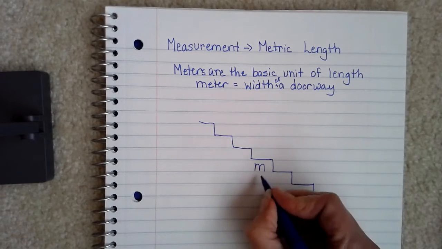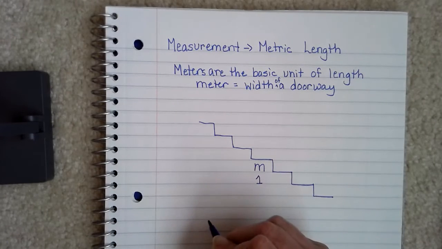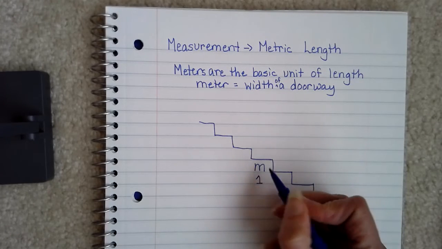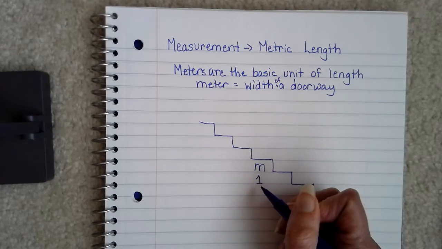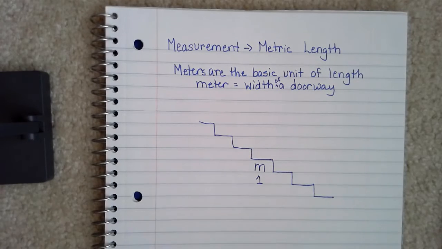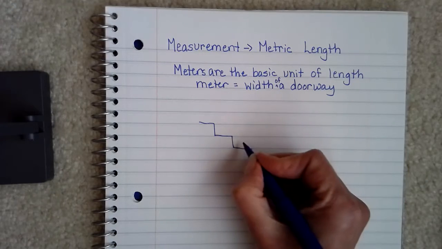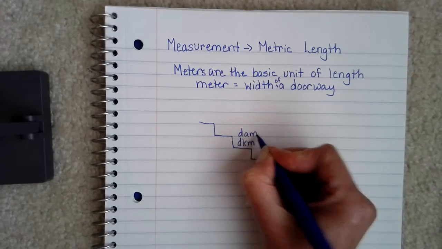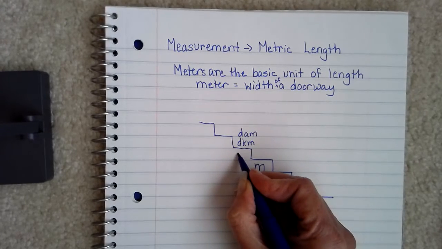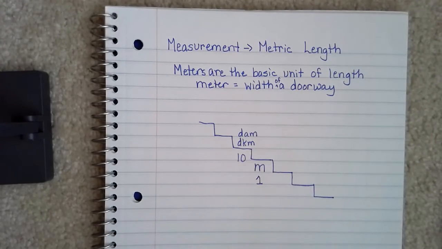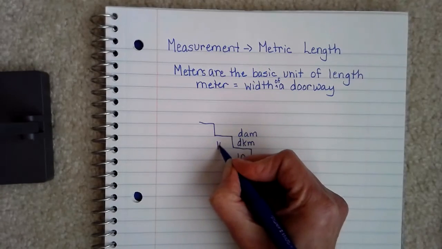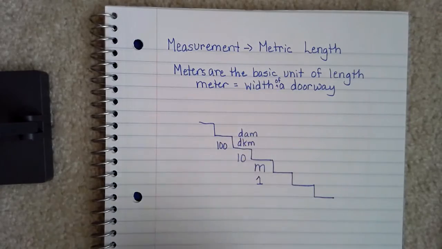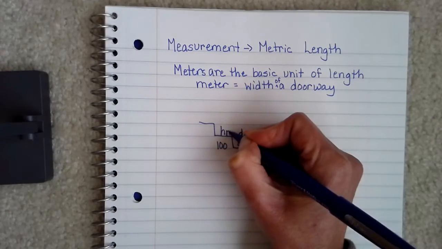So if we have 1 meter and we want to go bigger than that, and we say we want to do 10 meters put together, so like 10 doorways, that's called a decameter. And it's usually abbreviated with DKM or DAM. So this is the same as having 10 meters. Now, if we wanted to do 100 meters or 10 decameters, that's called a hectometer.